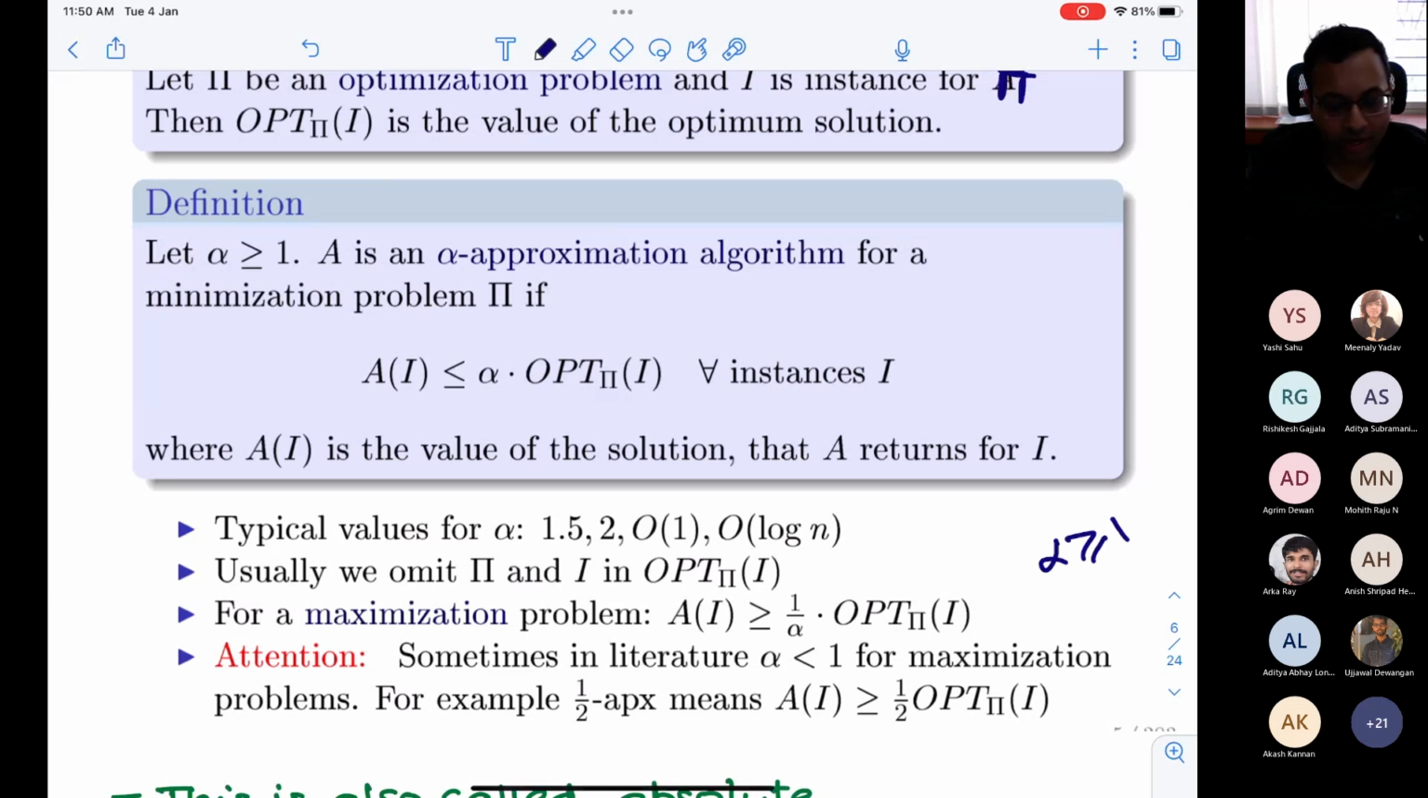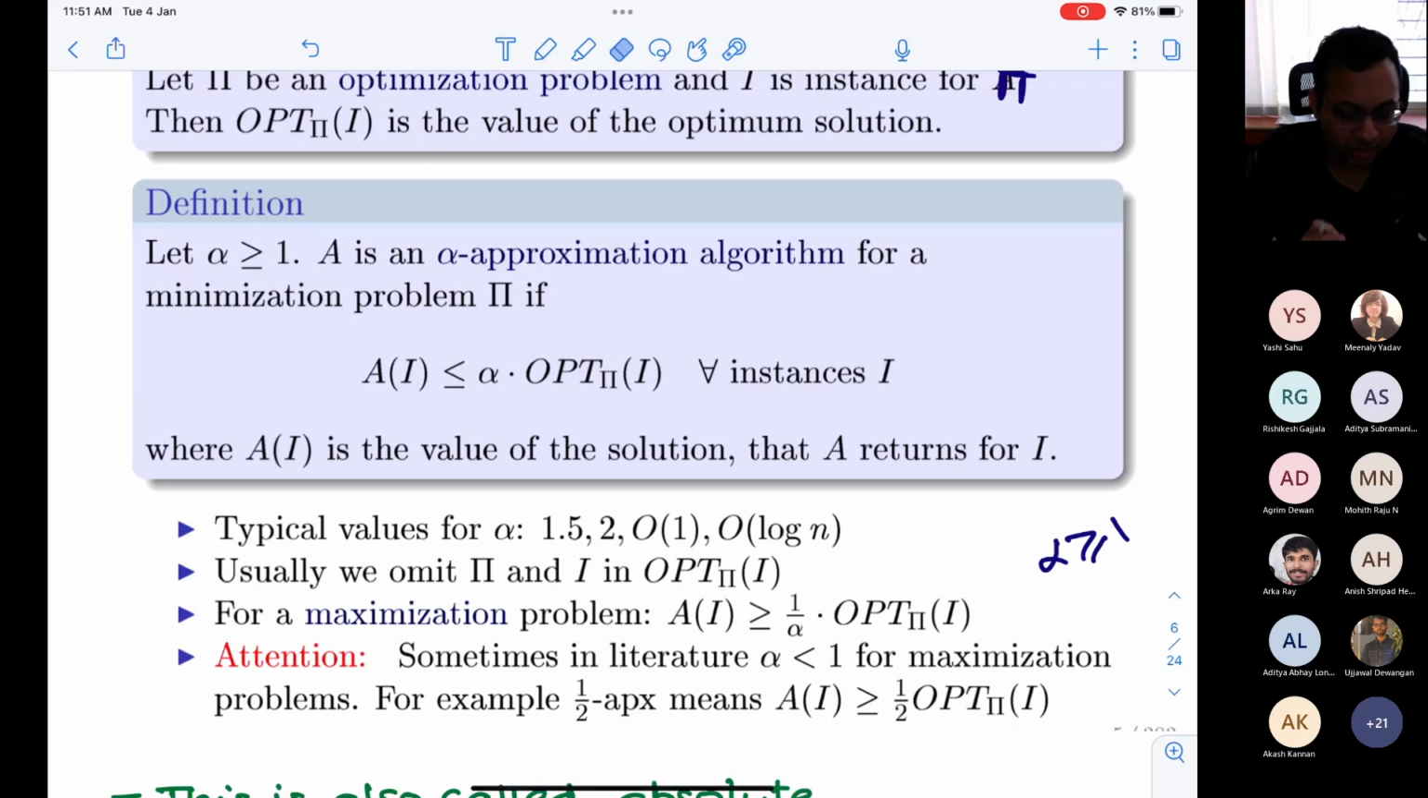But in some literature, you will find alpha defined to be less than 1 for maximization problems. In that case, instead of writing 1 by alpha, they use alpha itself. Then if you have an expression like half times opt(I), they might say it's a half approximation, but in our case, we'll say it's a 2 approximation. So depending on whether alpha is more than 1 or less than 1, the definition is either like this one or like this one.